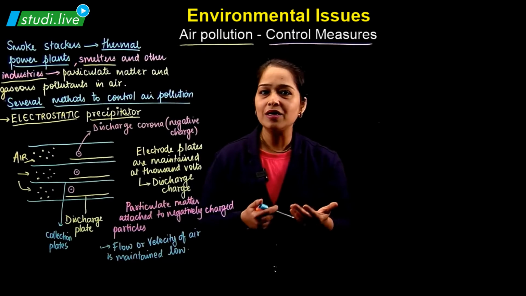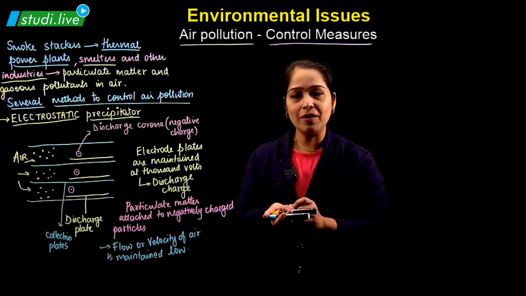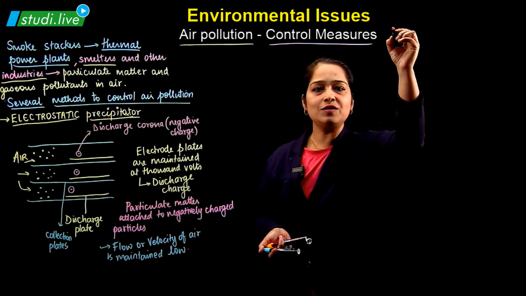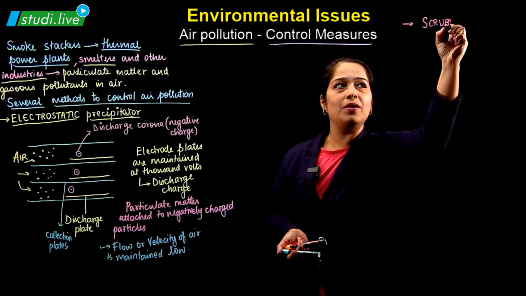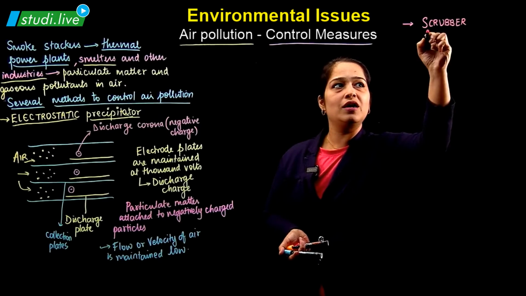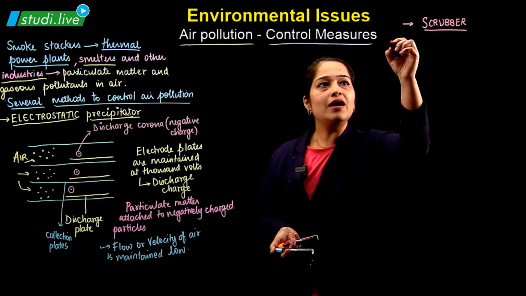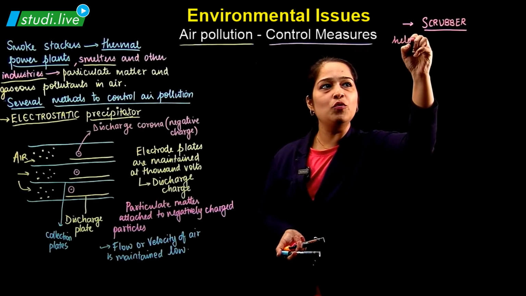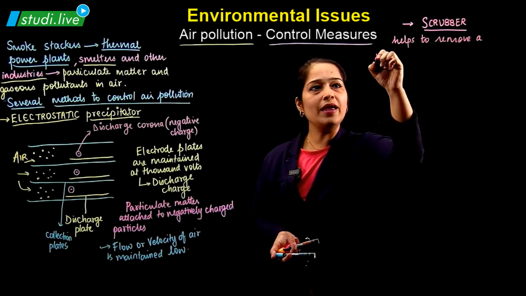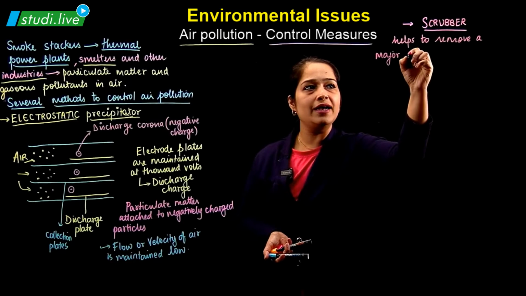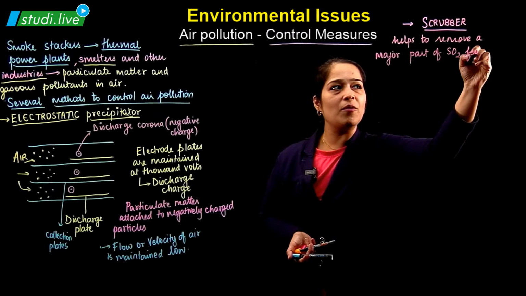Let us see other methods which are involved. The second method is called a scrubber. Now let us see what a scrubber is. A scrubber is an apparatus which helps to remove a major part of sulfur dioxide, SO2, from the air.